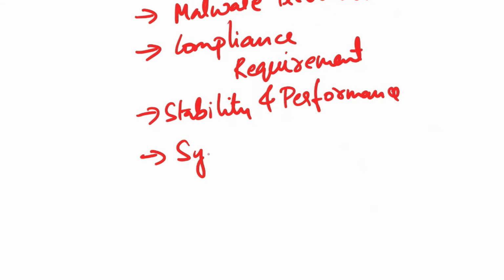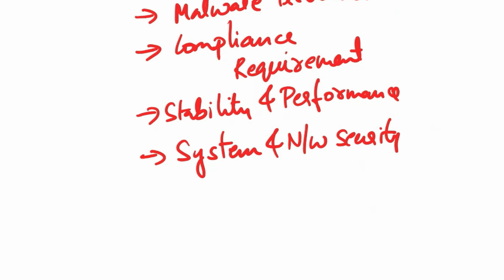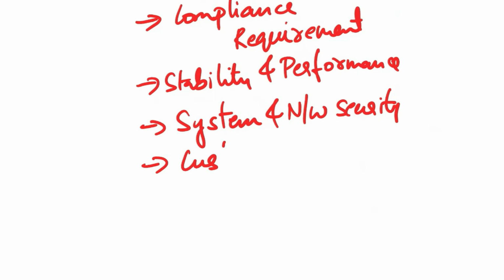Next one, system and network security. The security of the entire network can be compromised if one system is left unpatched. Attackers can use a compromised system as a stepping stone to attack other systems or launch attacks on the network itself. Next one is protection of customer trust. In the case of businesses and organizations, maintaining the security of their systems and data is essential for maintaining the trust of customers and stakeholders. Data breaches and security incidents can lead to reputational damage and loss of business.